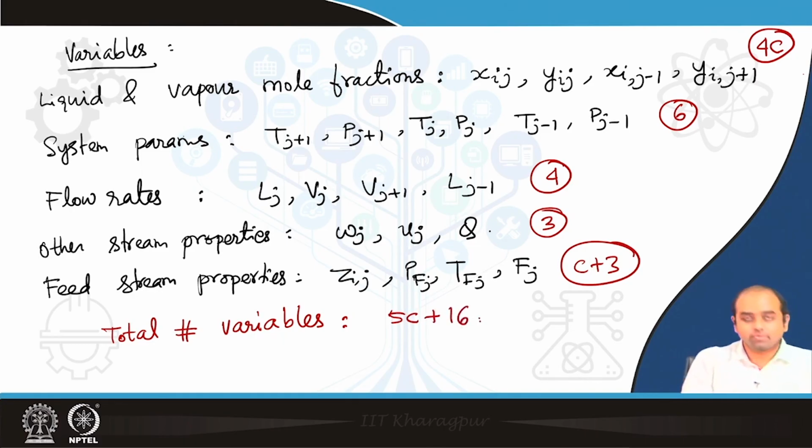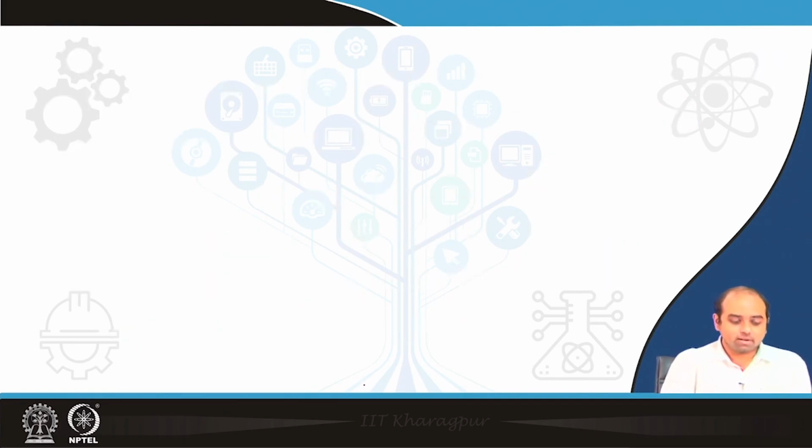So please note, we do not consider the H or the enthalpies, because they are related to temperature and pressure, right. And since already we have considered the temperature and pressure for this problem and for this system, we do not again write down the enthalpies, because they are functions of temperature and pressure, so they are not explicit variables. Okay, that's why they are excluded. So total number of variables is 5C plus 16. Now let us see what variables are to be specified and known.